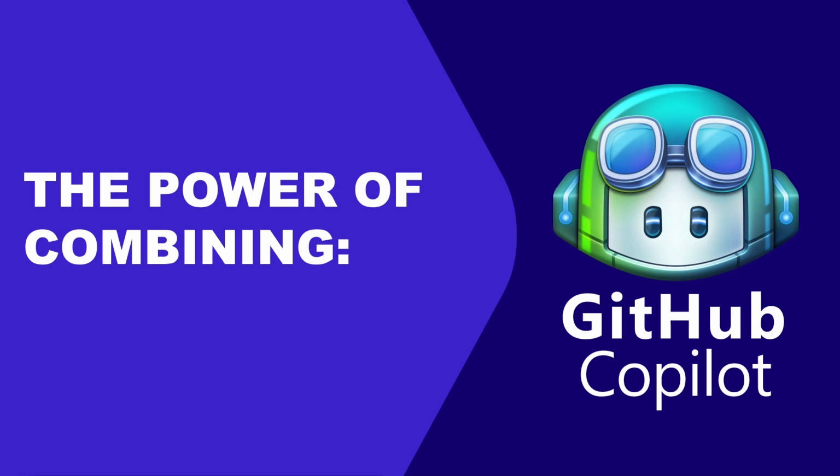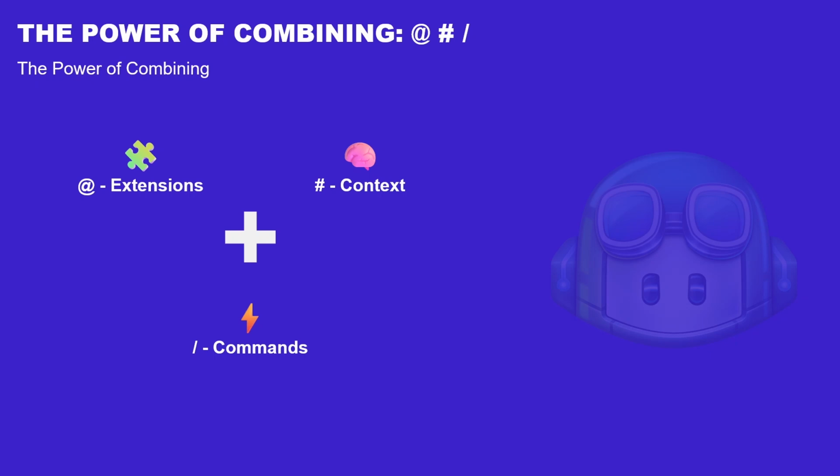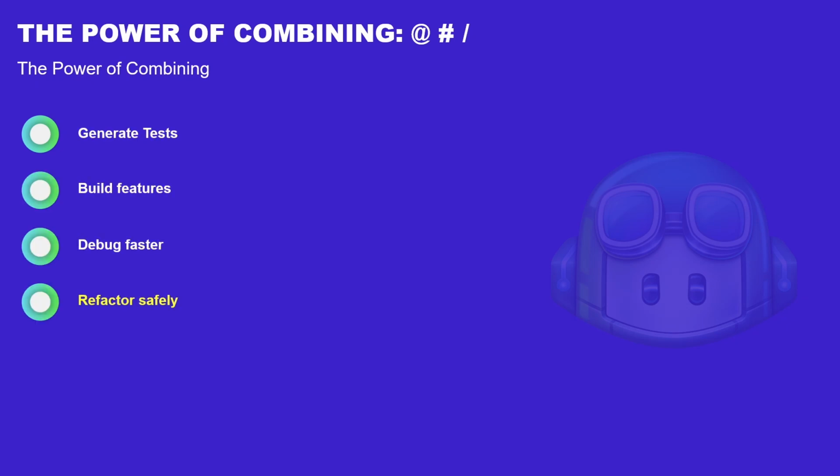Ever wonder what happens when you mix extensions, context, and commands in Copilot Chat? You have seen what each can do alone, but when you combine them, Copilot stops being just an assistant and starts acting like your AI advanced coding partner. In this video, I'll show you how this combo helps you generate tests, build features, debug faster, and refactor safely, all without leaving VS Code.